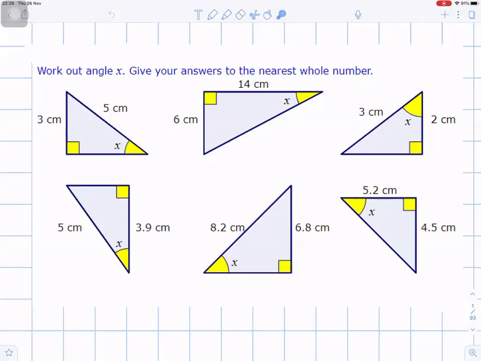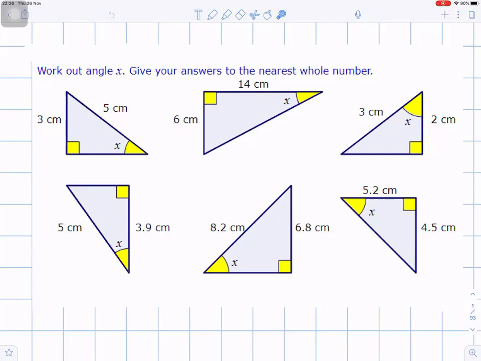Work out angle X. Give your answers to the nearest whole number. So we have the first triangle, we want to find that angle X. Next triangle, angle X, and so on. 1, 2, 3, 4, 5, 6 triangles, six triangles to work out the angle.